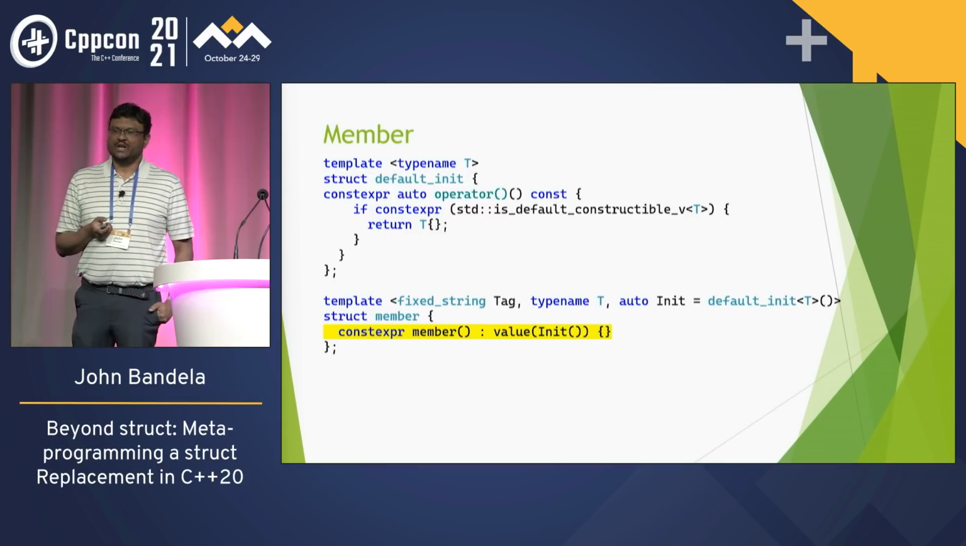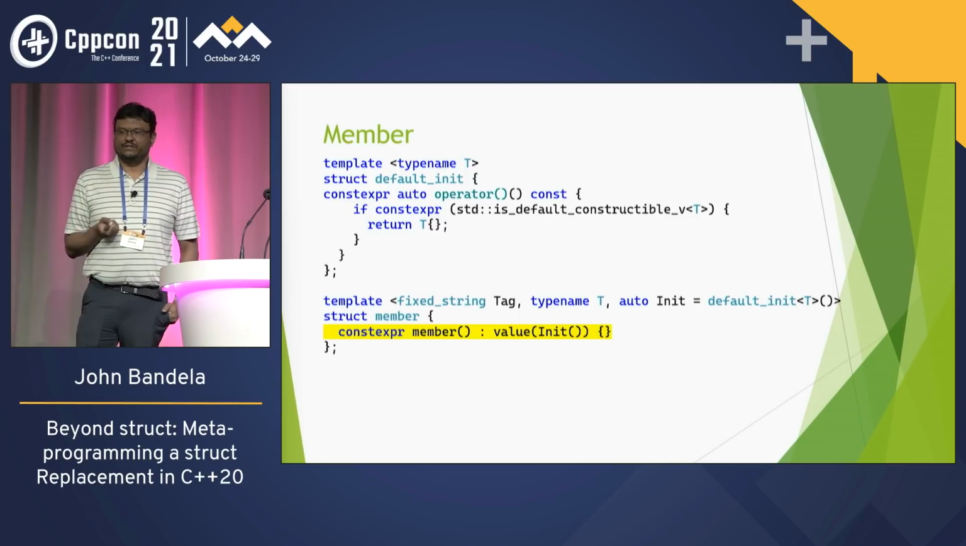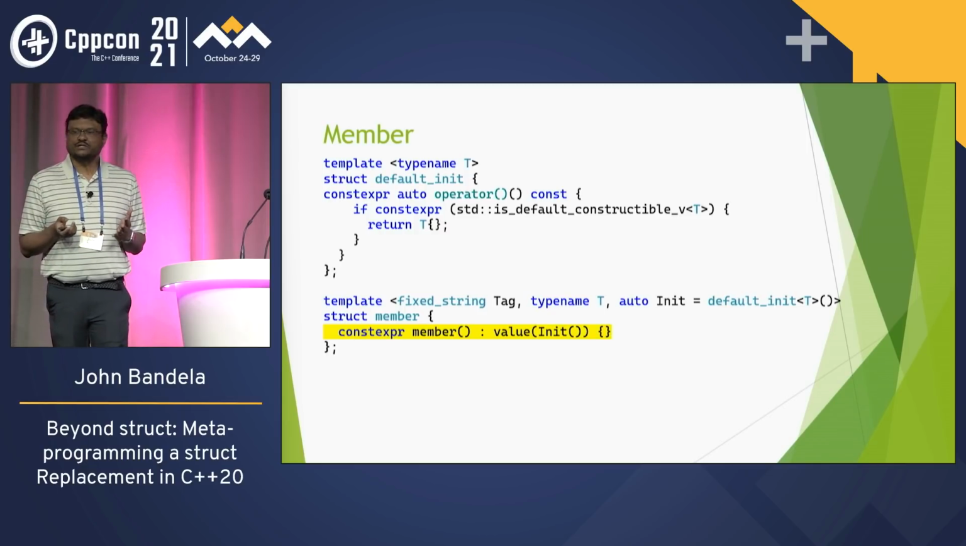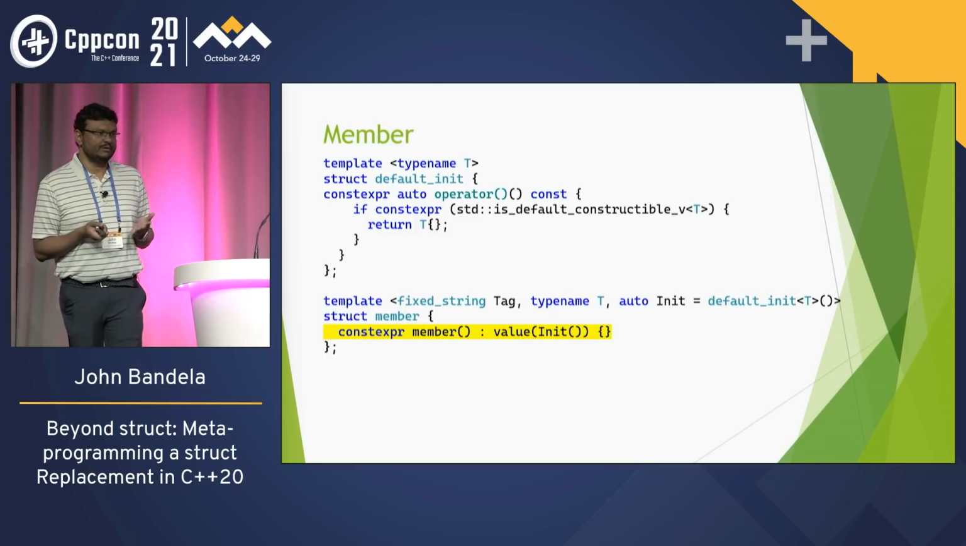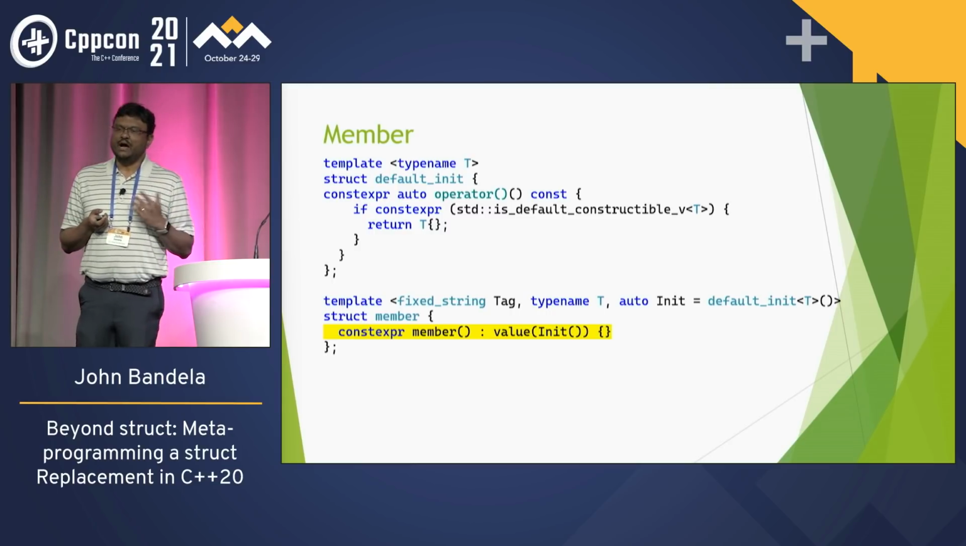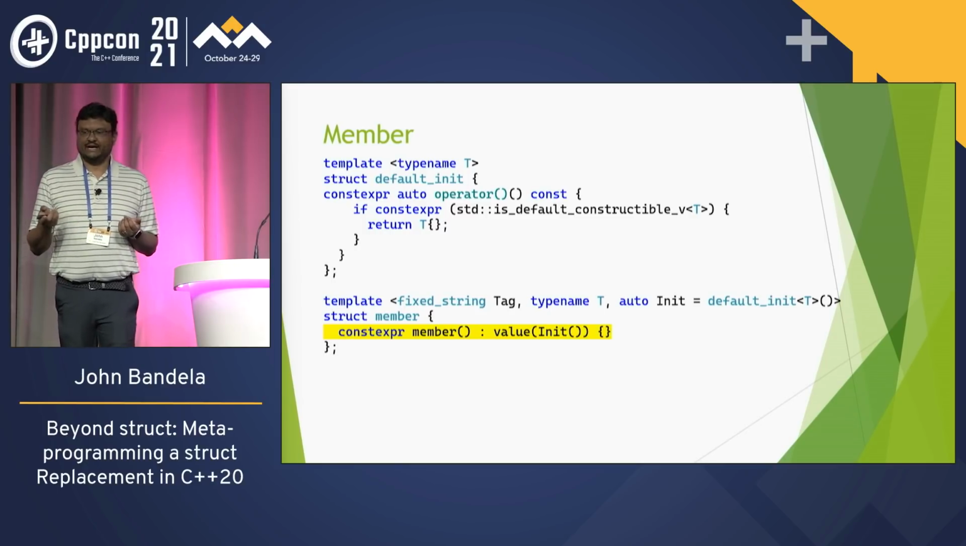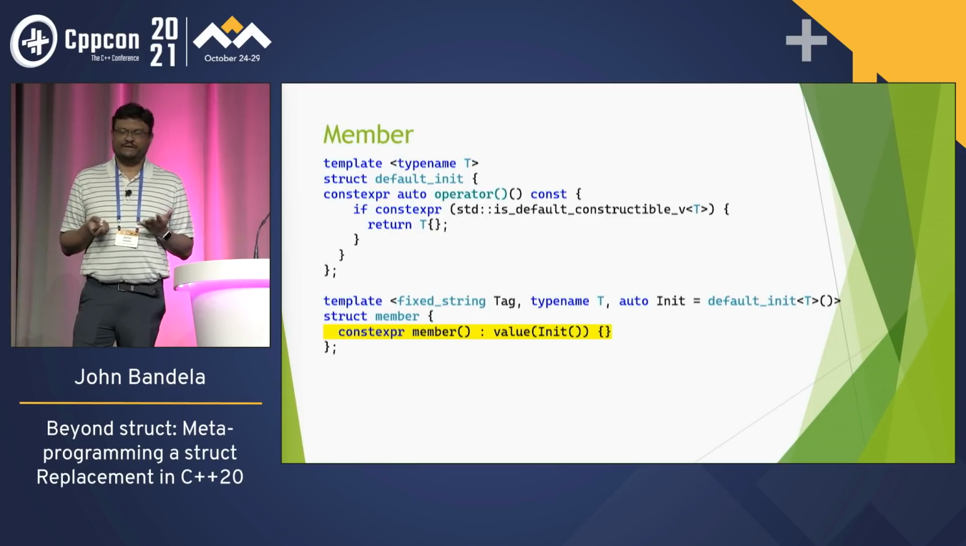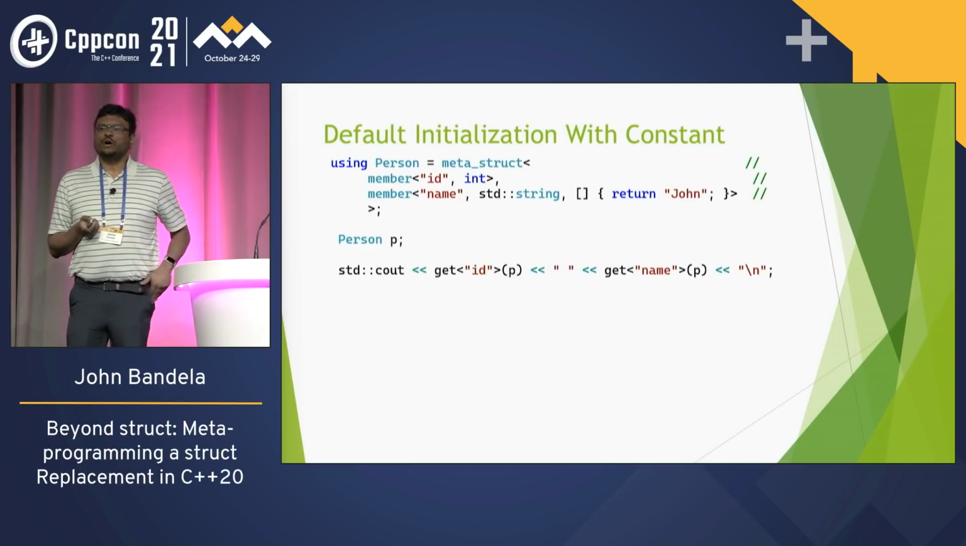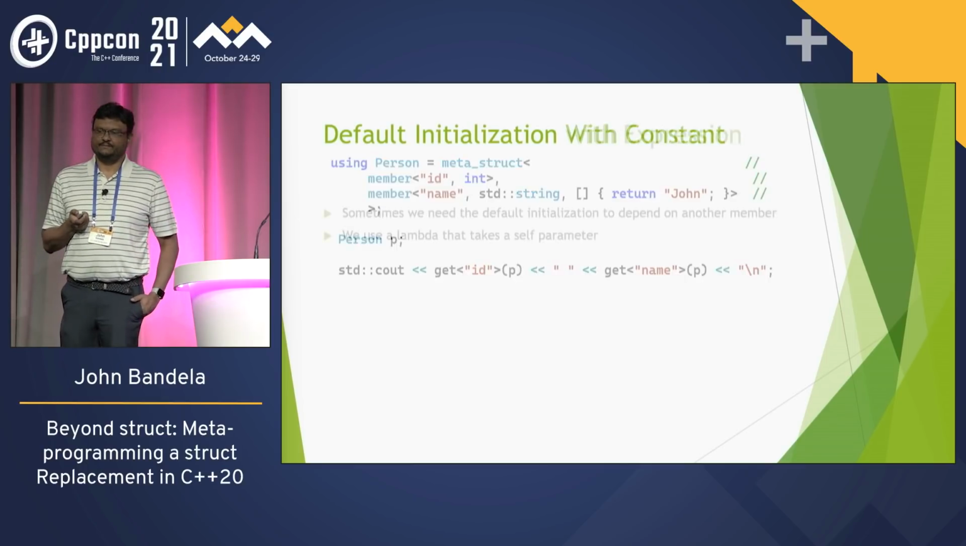So how do we do this? What we do is we create a little function object type called default init that takes a type name, and it has an overloaded function call operator, and it just checks, is it default constructible? Return a default constructed value, otherwise, don't return anything. And then for a member, all we do is we add an extra defaulted non-type template parameter, and we say, hey, for default construction, just call the init on it. Any questions about this? All right? So we've got default initialization with a constant.